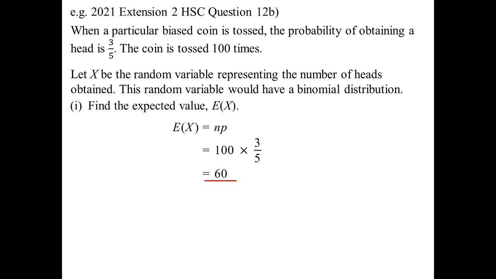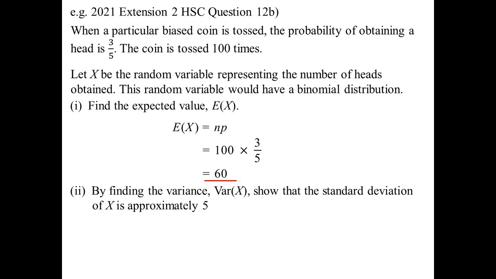All right, so last year's HSC: a particular biased coin is tossed. So actually the probability of heads in this case is 3 in 5 rather than 1 in 2. The coin's tossed 100 times. So X is going to represent the number of heads that we get, and we're told it's going to have a binomial distribution. Okay, find the expected value. Well, it's binomial, so N times P, we get 60. Makes sense, probability is 3/5, I'm tossing it 100 times, I'd expect 60 heads.